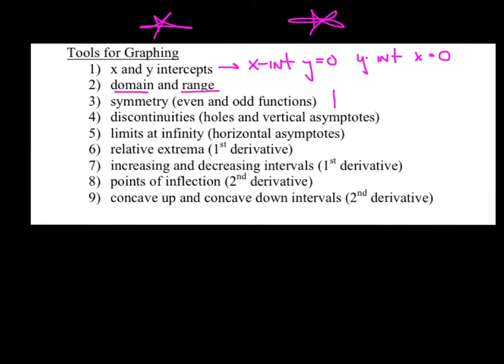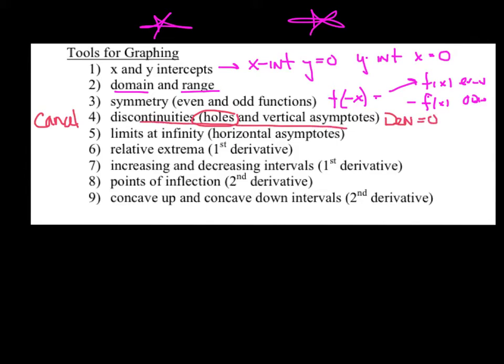Symmetry. You're always substituting in negative x, and it just depends what you get in the end. If you get f of x, you are even. If you get negative f of x, you are odd. Keep those in mind. Discontinuities: holes and vertical asymptotes. You get a hole if things cancel. You get a vertical asymptote when you set the denominator equal to 0. Limits at infinity get you horizontal asymptotes. That was big on our spiral last week.